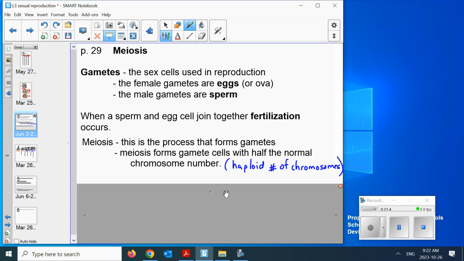Now here's something I already mentioned. Meiosis, not mitosis, it's a similar word because it's a similar process, is the process that forms these gametes, the eggs or the sperm. Meiosis forms gamete cells with half the regular chromosome number. Mitosis is the exact same number. We call that the haploid number of chromosomes. I added that in blue.